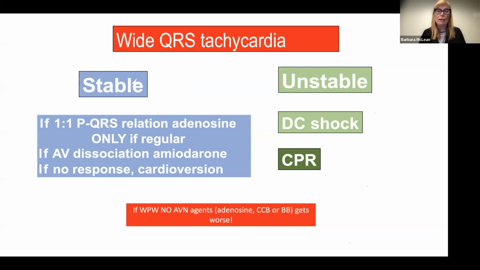really hadn't looked at his EKG. But if he has accessory pathways, most commonly being Wolff-Parkinson-White, you cannot give these patients adenosine, calcium channel blockers, or beta blockers because they will get much worse.